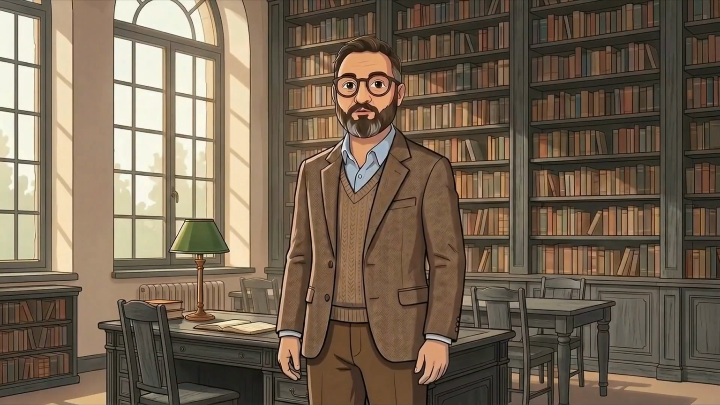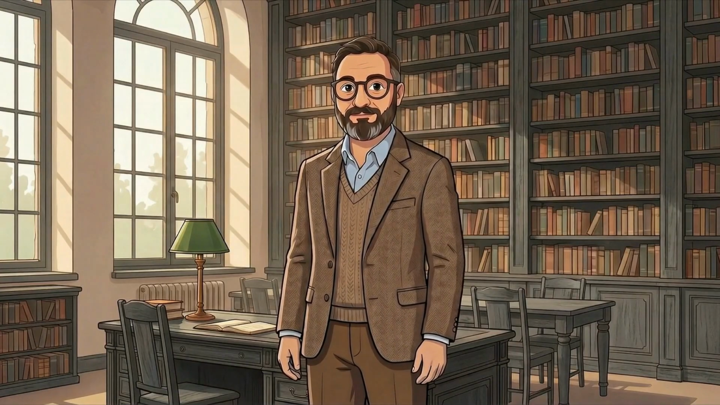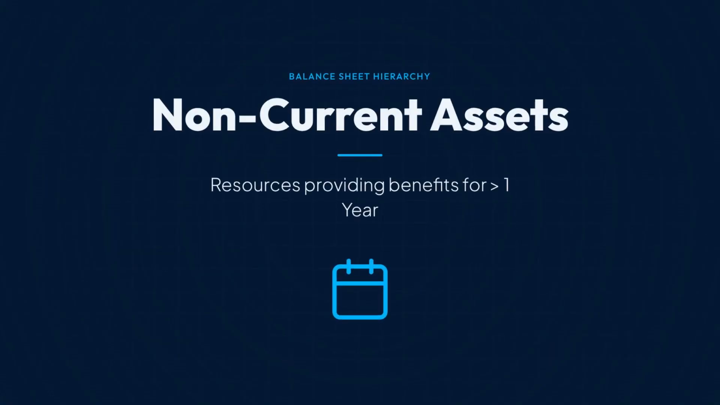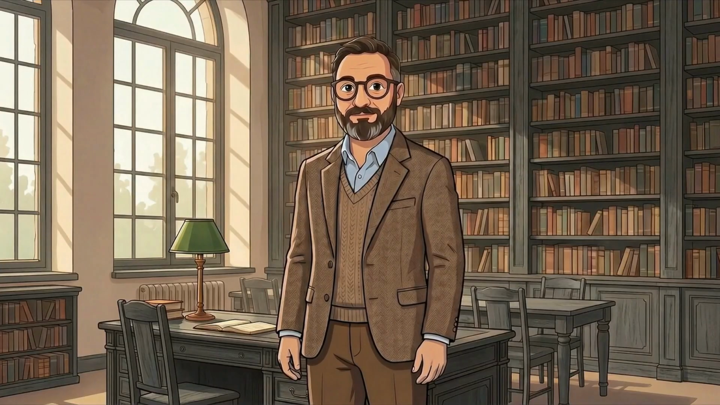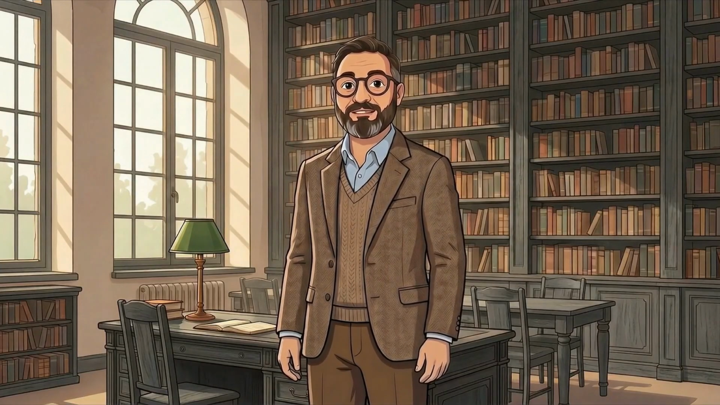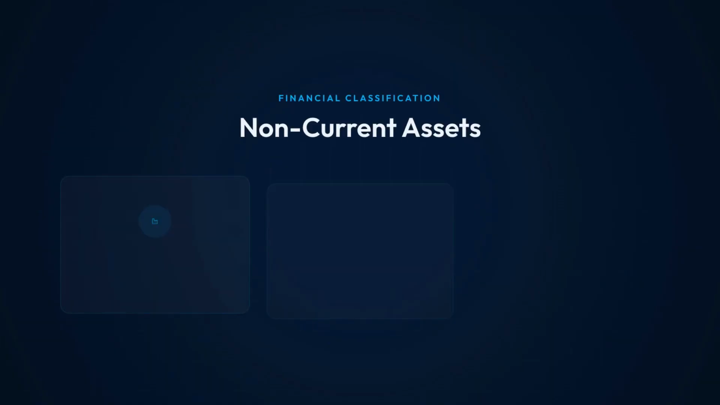Non-current assets are resources whose benefits are expected to last beyond 1 year, supporting the company's long-term operations. On the balance sheet, you'll find them listed right below the current assets as essential long-term investments. We group these into three major categories: property, plant, and equipment, intangible assets, and long-term investments. Each plays a unique role.